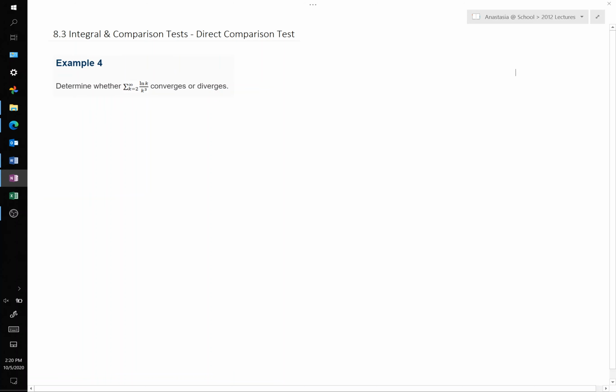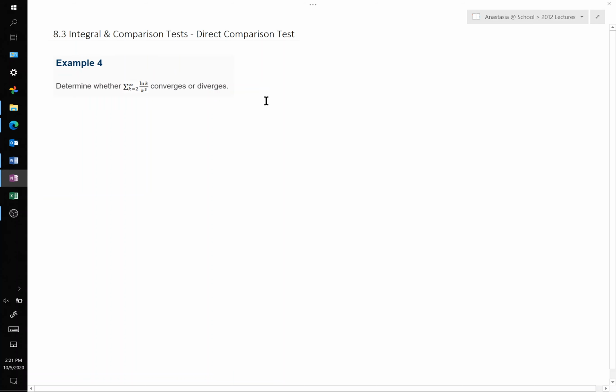Hello, in this video we are continuing our discussion of section 8.3 on the integral and comparison tests. Specifically in this example we are concentrating on the direct comparison test. So in example 4 we've been asked to determine whether the sum from k equals 2 to infinity of the natural log of k over k cubed converges or diverges.